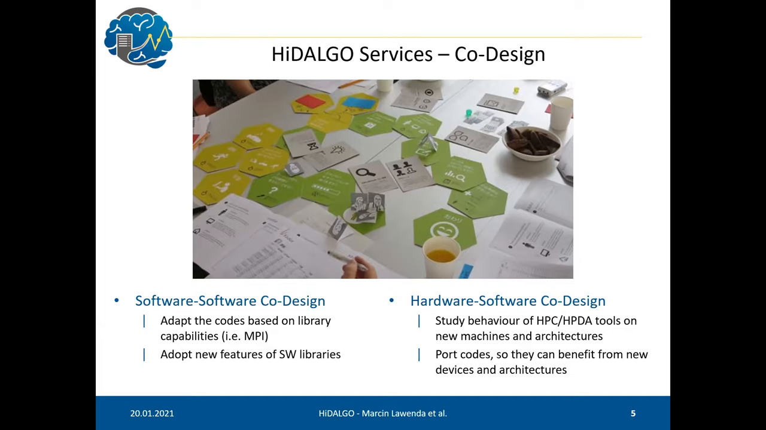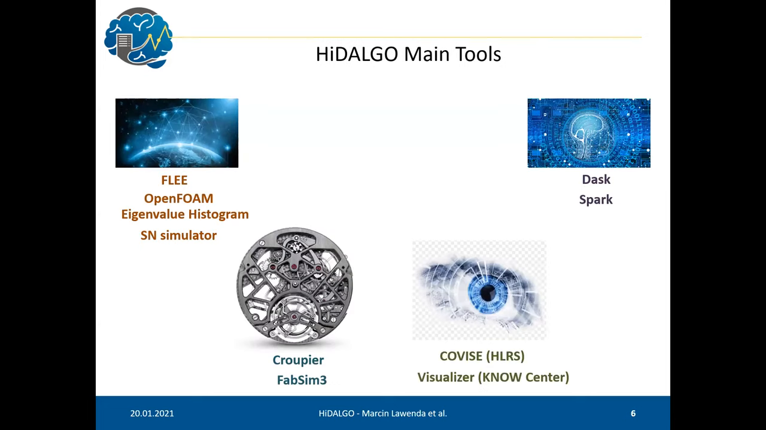In this way, the utilization of the devices of the architectures would be on the highest level, let's say. In the Hidalgo, if it boils down to some specific tools, we may distinguish the following most prominent applications: those related with the simulations, with the data analytics, some coupling tools like Croupier and FabSim, and the visualization tools, Cobice and Visualizer. But in today's presentation, I'm going to concentrate solely on the simulation tools, like Flee, OpenFOAM, Eigenvalue, and Social Network Simulator.